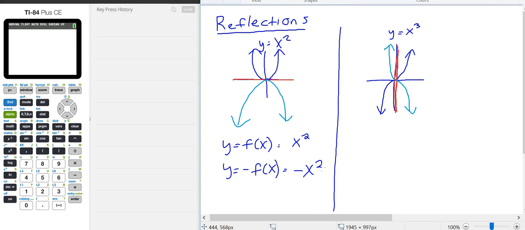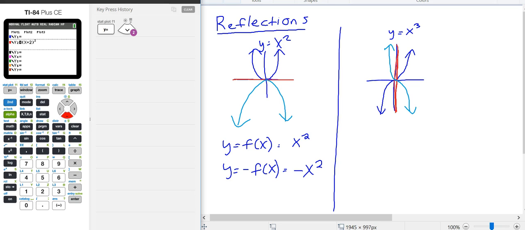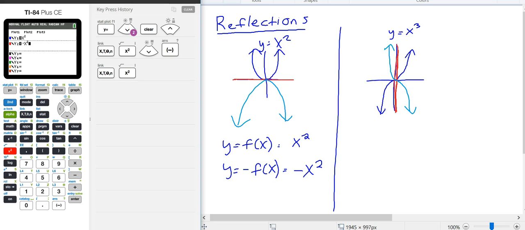Let's graph these. Let's just clear this out. Our basic function is y is equal to x squared. Then when we reflect it, it's negative x squared. And we'll graph it in zoom 6 for zoom standard. Parent function and the reflection.